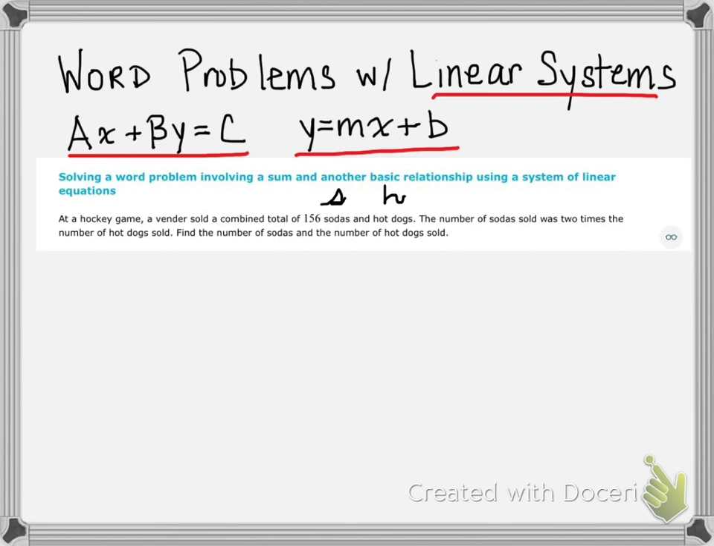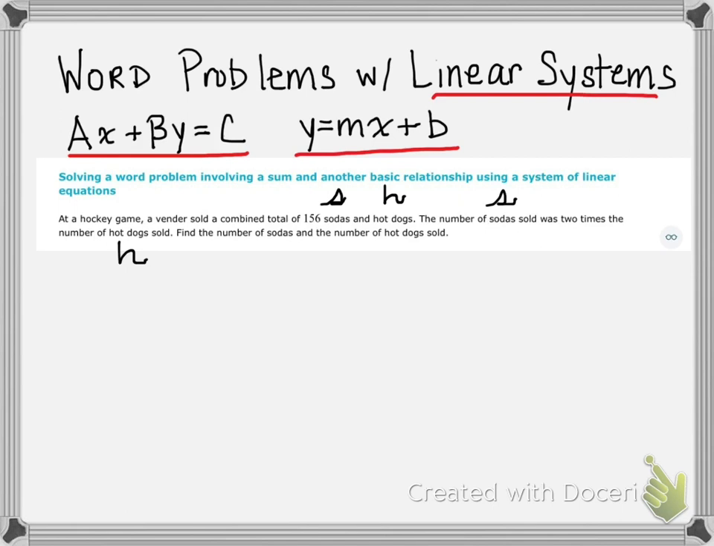The number of sodas sold was 2 times the number of hot dogs. So now I'm feeling more confident. There's sodas and hot dogs again. The number of sodas was 2 times the number of hot dogs sold. Find the number of sodas and the number of hot dogs sold. So these are my two variables, and I see 2 sentences that are going to give me my 2 equations.